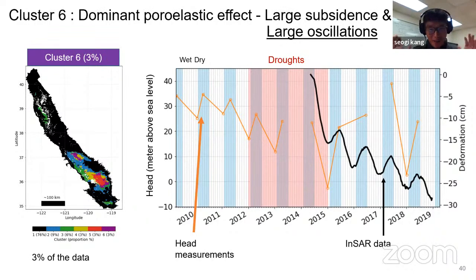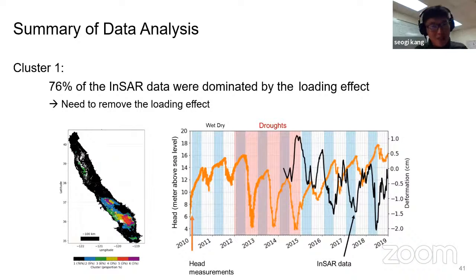Anyway, the bottom line is that there are interesting temporal features of the subsidence in the InSAR surface deformation data. So, summary of the data analysis: for cluster 1, 76% of the InSAR data were dominated by the loading effect.